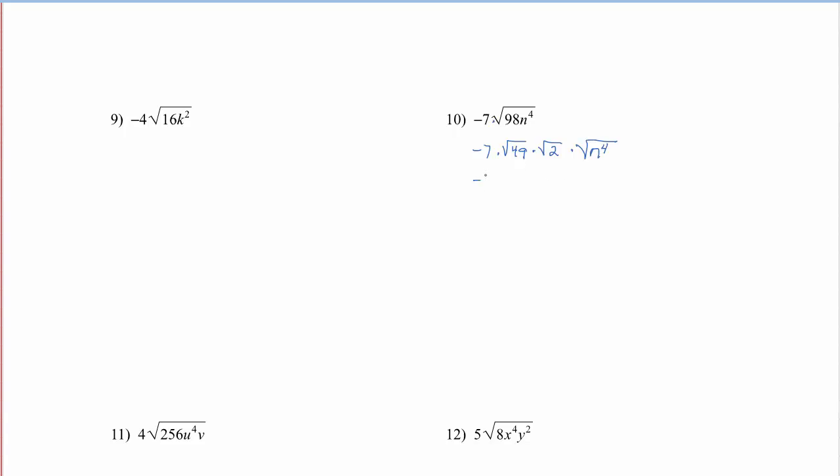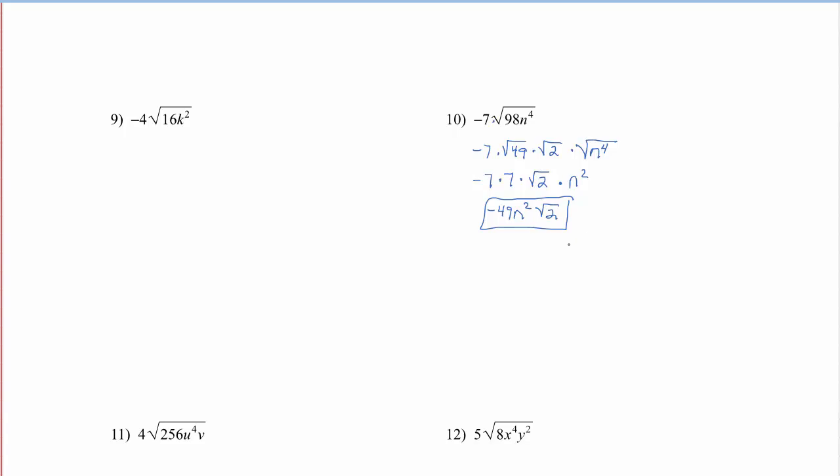So we have a negative 7 times square root of 49 is 7 times the square root of 2 times, remember, whenever you have even powers, cut the power in half. So what's half of 4? 2. You notice the square root sign disappears once you take the square root. Don't forget that. So negative 7 times 7 is negative 49. We also have an n squared. And you're left with the square root of 2 on the inside. So our answer is negative 49 n squared times the square root of 2.